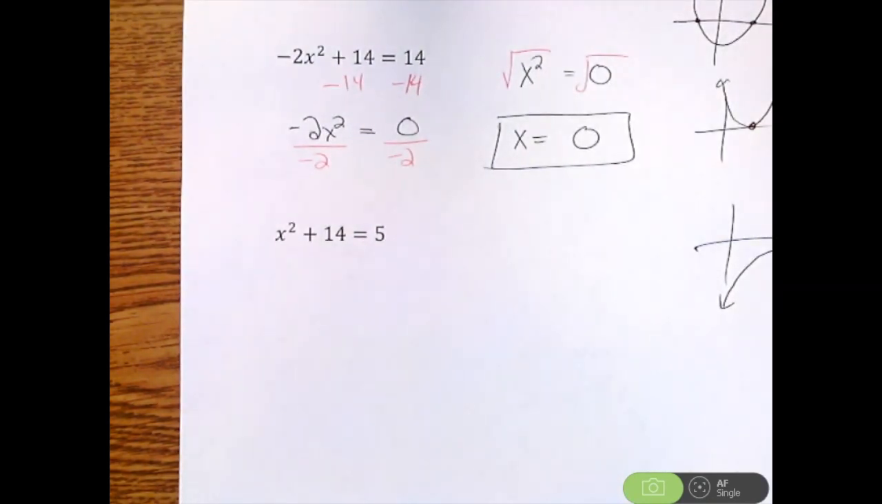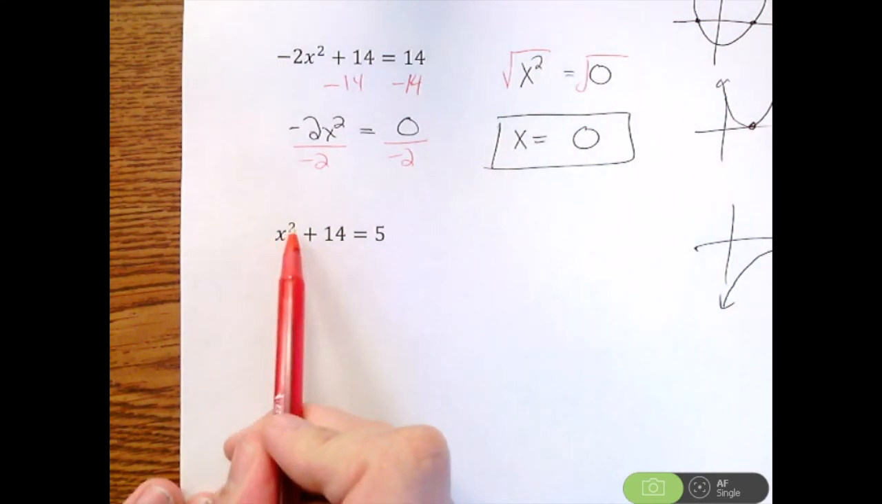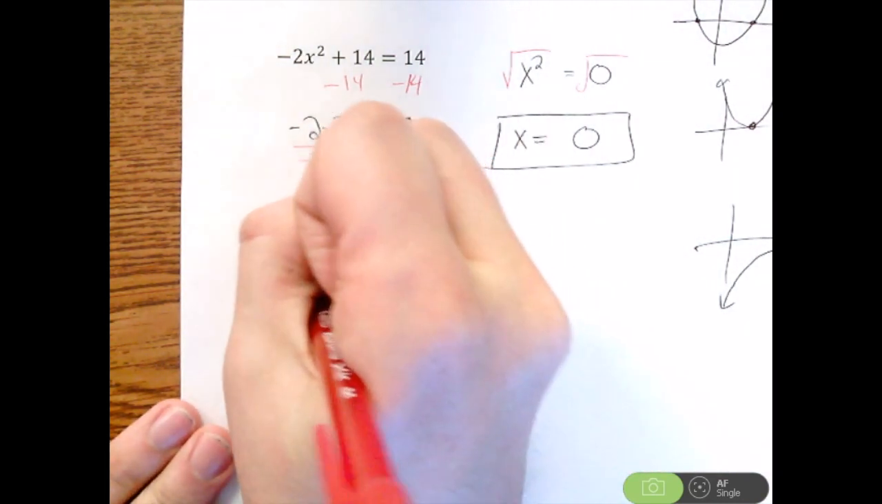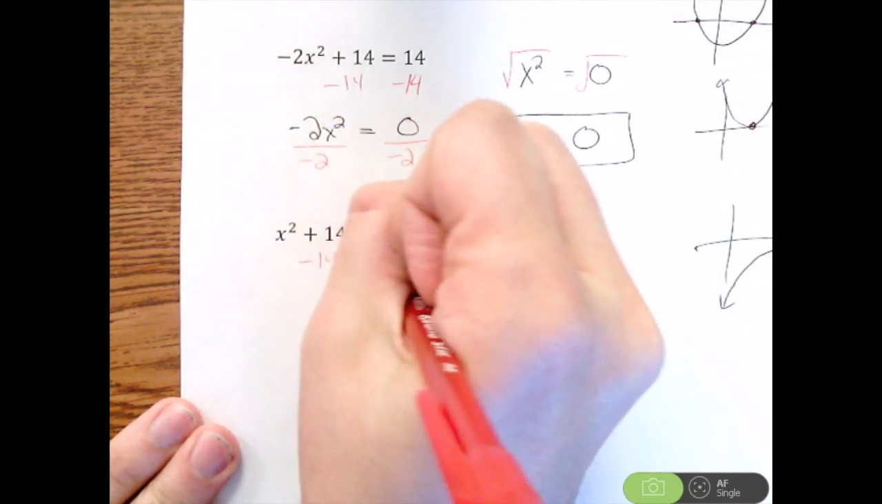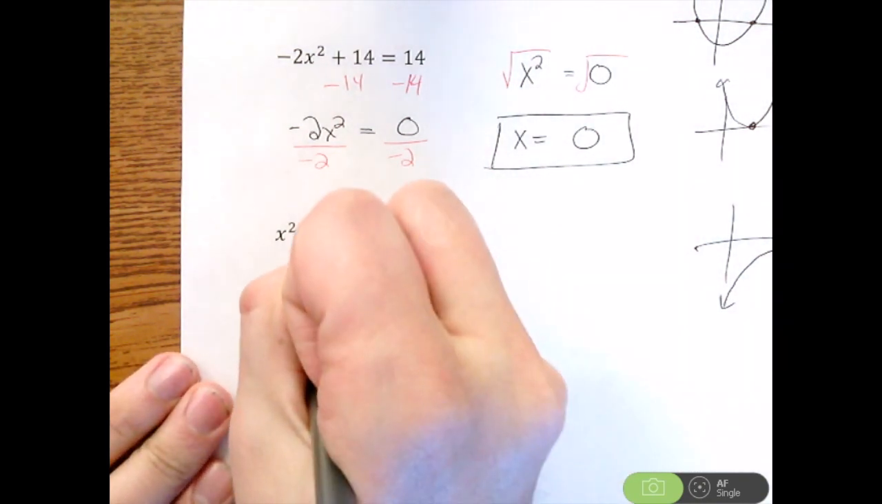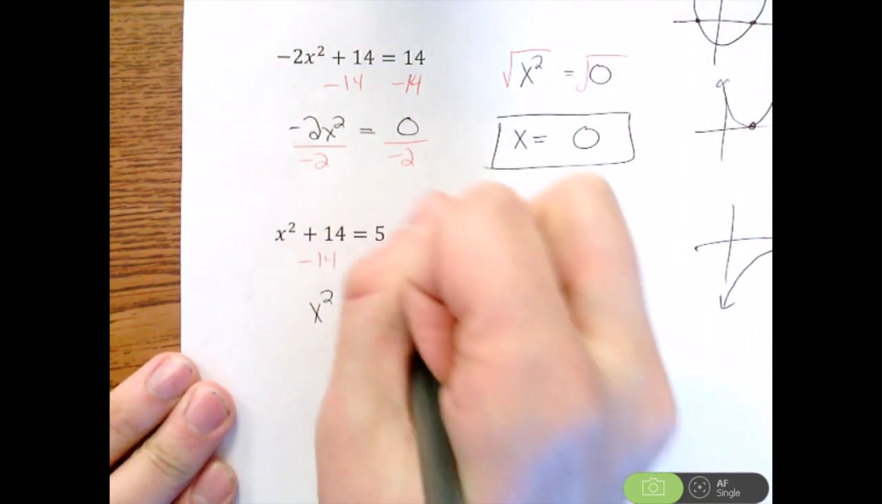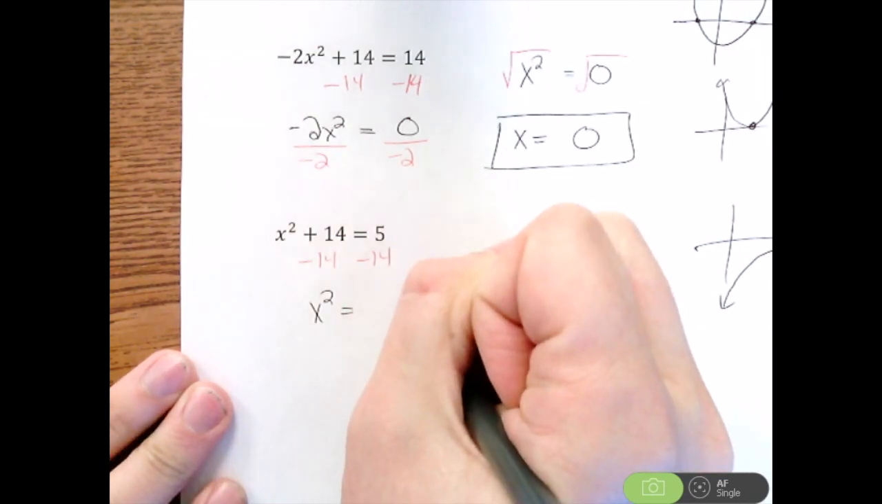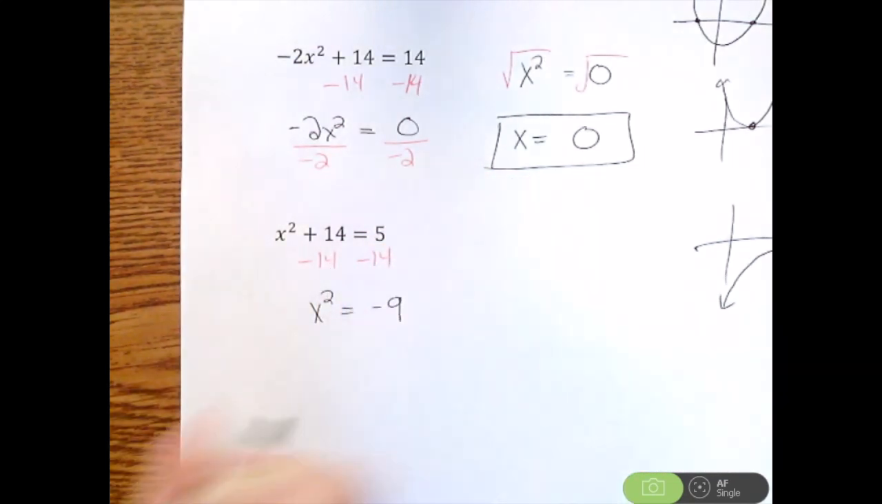x squared plus 14 equals 5. So again, I want to work the order of operations backwards. I have an x with a square and a plus 14. So the first thing I'm going to do is I'm going to subtract 14 from both sides. And this is going to give me x squared equals 5 minus 14 is negative 9.